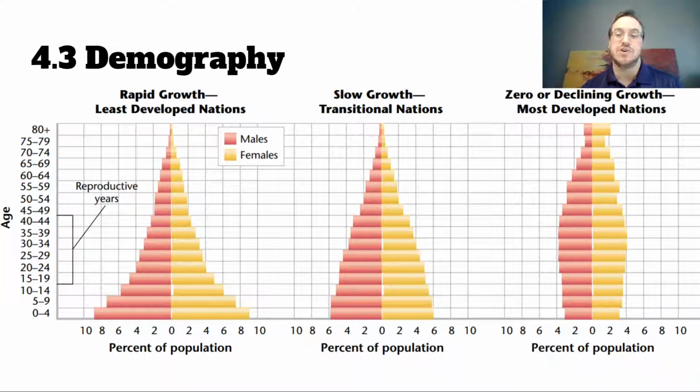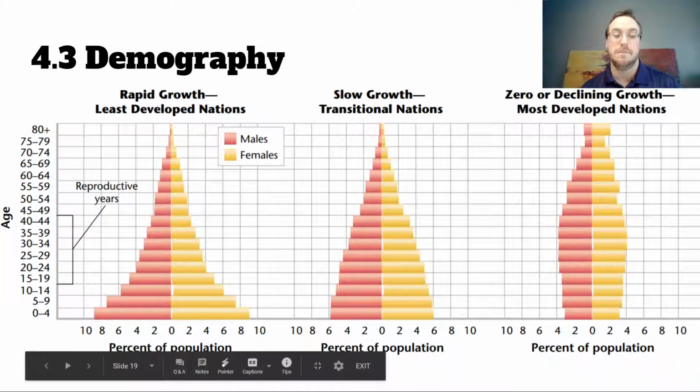A zero growth or a declining growth population looks more like this, where there are a lot of individuals in their reproductive years, but there are fewer people in the pre-reproductive years. So they're having fewer kids, right?